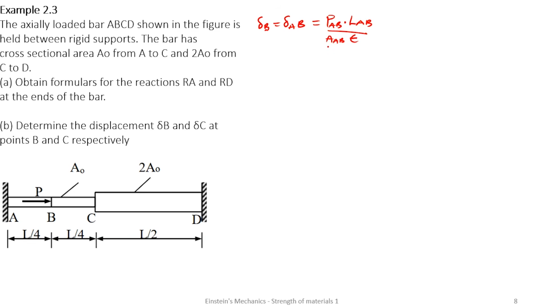Are we good? Yes. So let's look at what is going to happen. Elongation at B in AB, what is happening? We know that the force in AB from the free body diagram we drew was RA, and the length of AB is L on 4, on the area at AB, then the E.